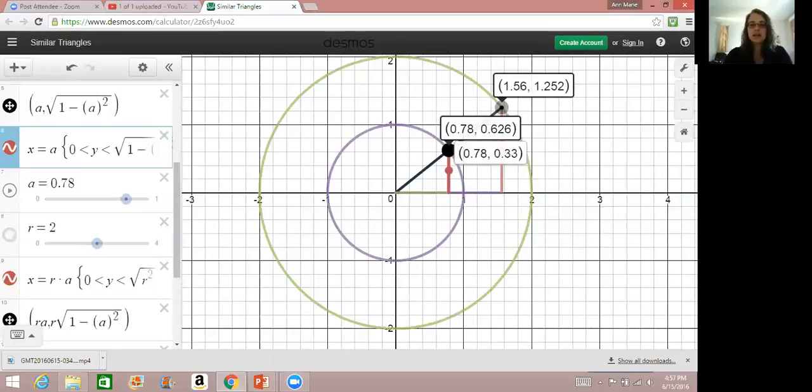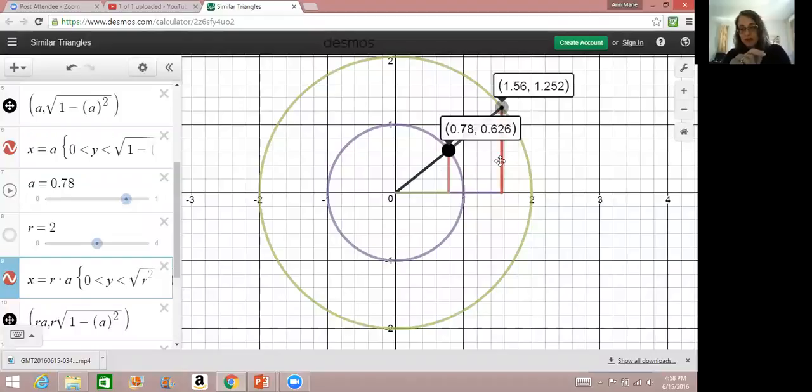Likewise, my vertical for my little triangle is 0.626 units. My vertical for my big one is 1.25. But if I were to look at the ratio, if I were to take 0.78 and divide it by 0.626, it would be the same as 1.56 divided by 1.25. So these are similar triangles.